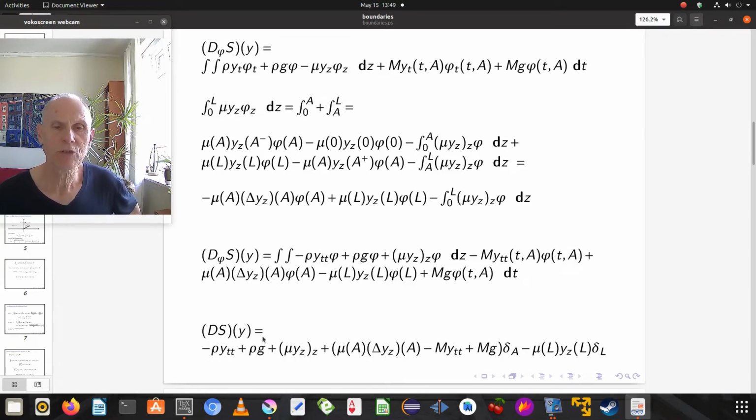At an extremum, the derivative of S should vanish. That means this vanishes, and this vanishes.